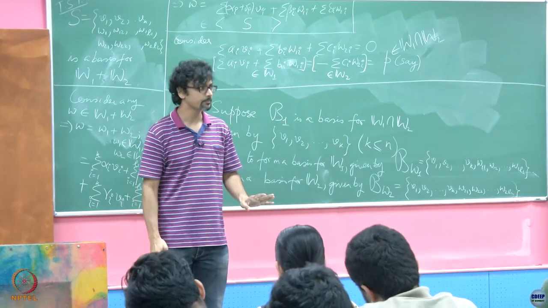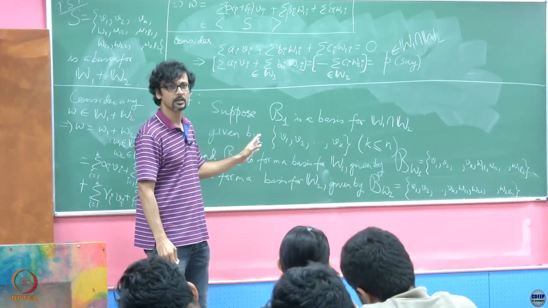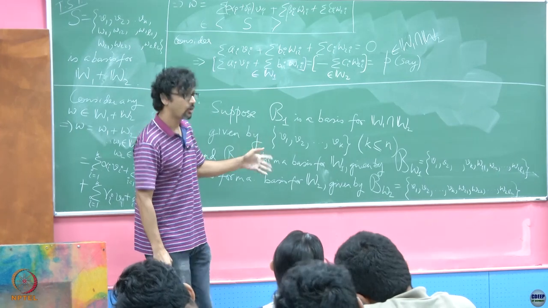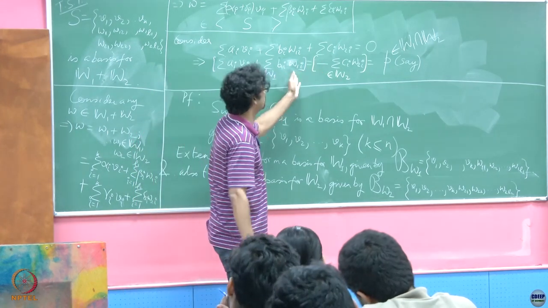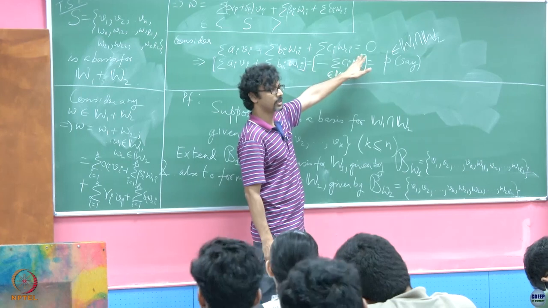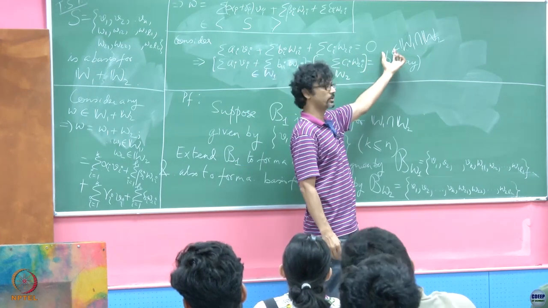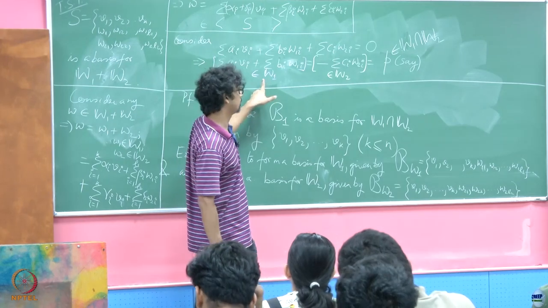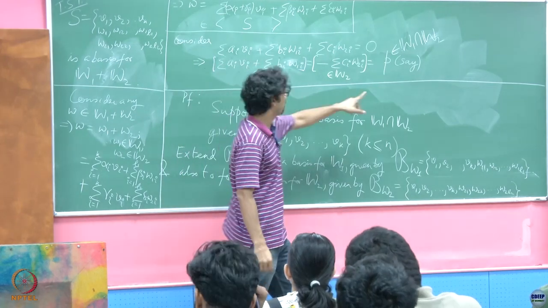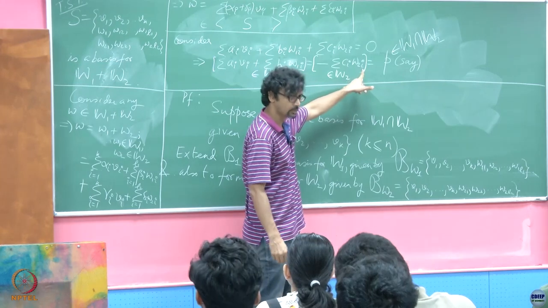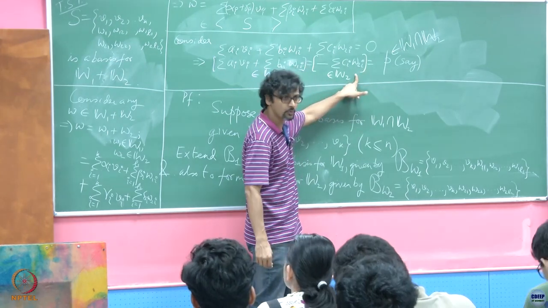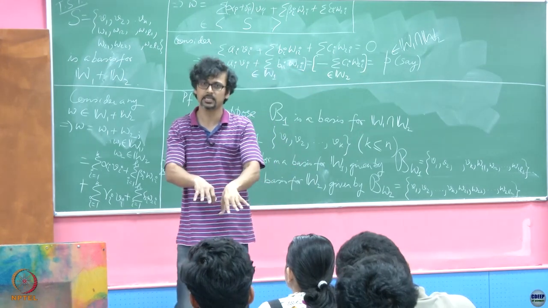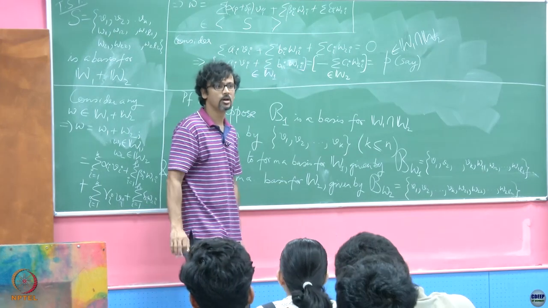Is that clear? Please ask if it's not clear. All that I've done is write the same expression, push one of these terms to the other side, and call that newly constructed vector P. By equating P with the first term, I conclude that P must belong to W1. By equating with the second term, I conclude that it must belong to W2. If something belongs to both at the same time, then it must belong to the intersection of those two subspaces.